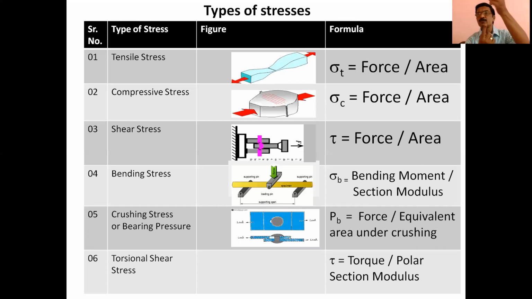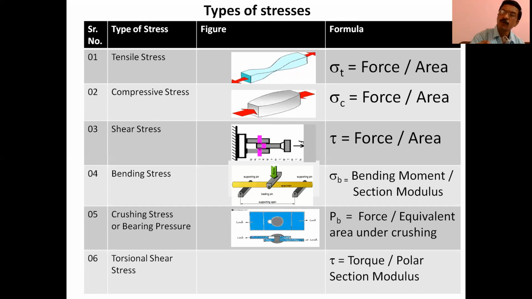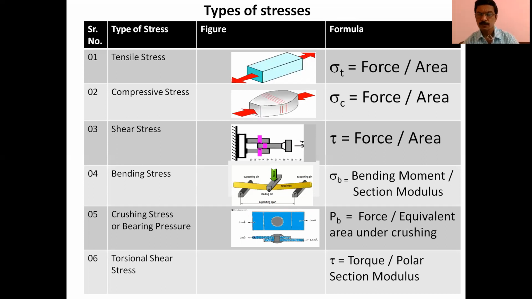Generally, if you think about our ball bearing or our hinges, inside that there is a crushing action. Because of the crushing action there is wear and tear and a compressive type of loading. That is denoted by PB, which is force divided by the equivalent area under crushing. We are going to see that crushing stress in detail in our next chapter.